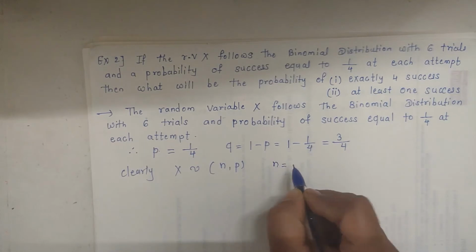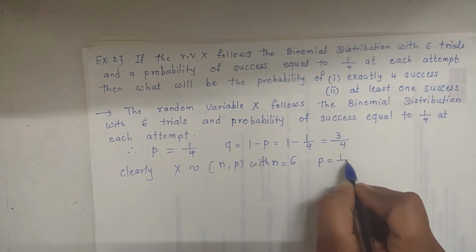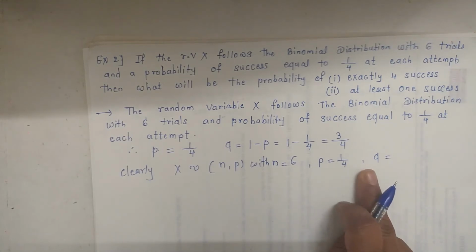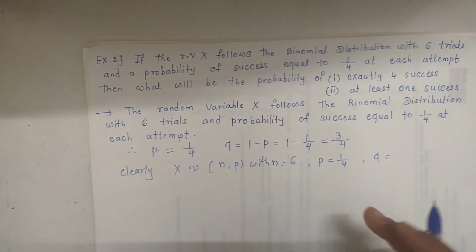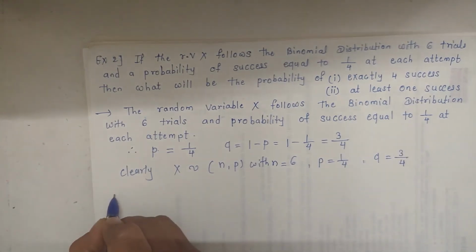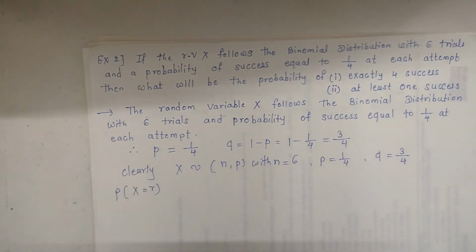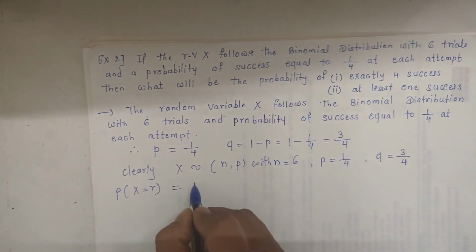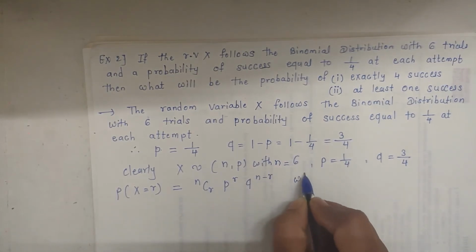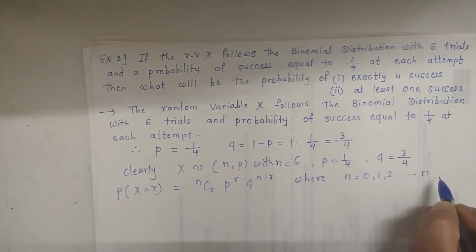Here n is equal to the number of trials, 6, and p is equal to 1 by 4, and q means the probability of failure, which is equal to 3 by 4. Now here the probability for X is equal to r. Using binomial distribution, the probability for X is equal to r is given by nCr p raised to r into q raised to n minus r, where r is equal to 0, 1, 2 up to n.